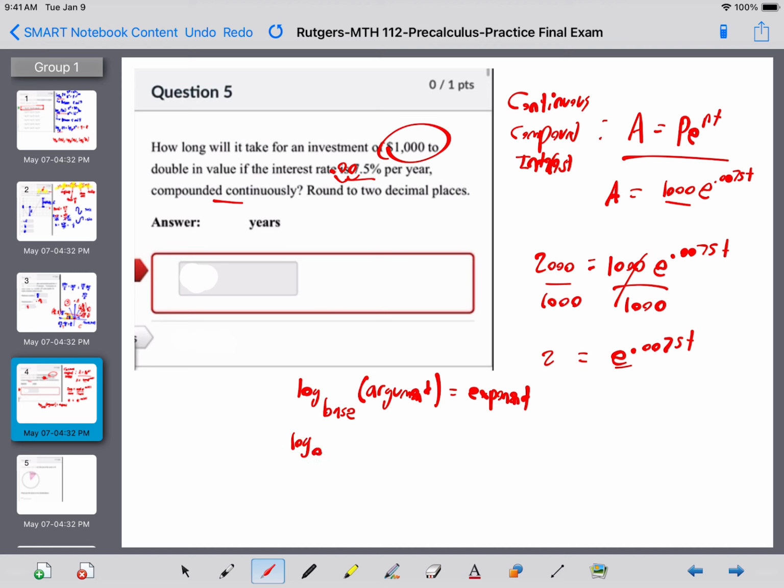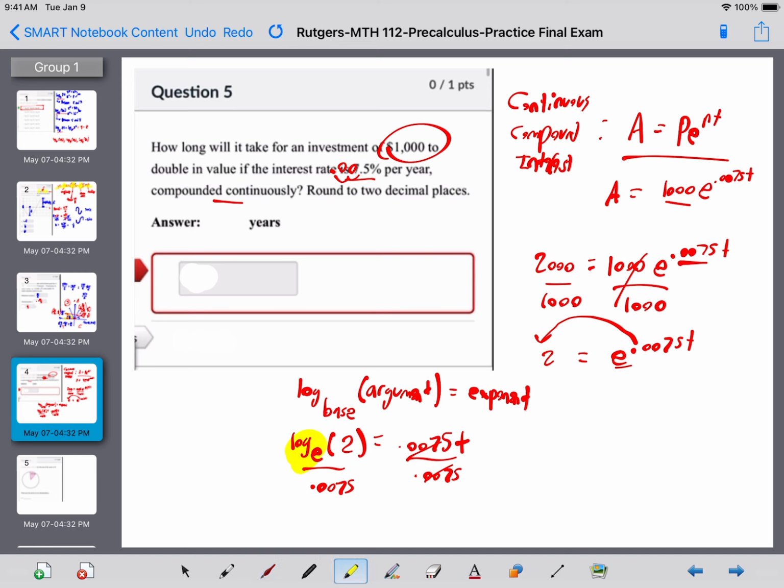So log base e of... The reason students like to memorize it as answer is it's on the other side of the equal sign, so they think of it as an answer. Log base e of 2 equals the exponent 0.0075t. We could divide by 0.0075 to solve for t, and then just put that in our calculators.